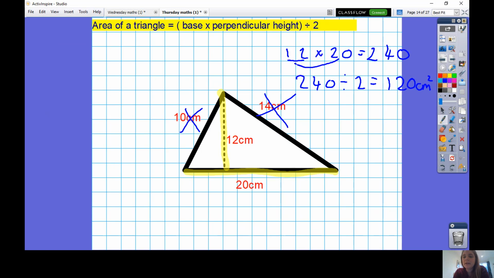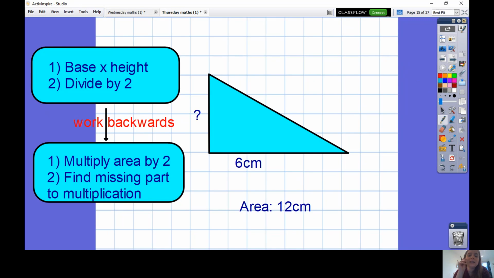Right. So basically, just be careful. Make sure you're using the perpendicular height. OK, we're going to move on to some questions now where we're given the area and we need to find one of the lengths. In order to do this, we need to work backwards. Please make sure you're paying attention to the steps, because when I did this last year with a Year 6 class, they forgot step number 1. Let me show you what you need to do then.